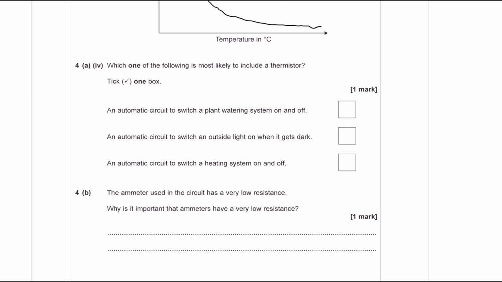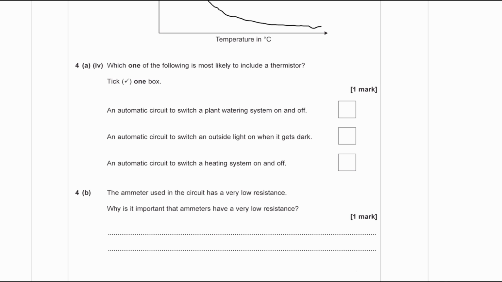So let's have a look at part 4. It says, which one of the following is most likely to include a thermistor? And we're asked to tick one box. We're told an automatic circuit to switch a plant watering system on and off. Automatic circuit to switch an outside light on when it gets dark. An automatic circuit to switch a heating system on and off.